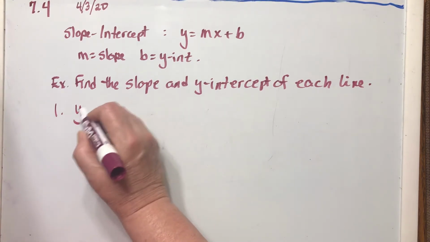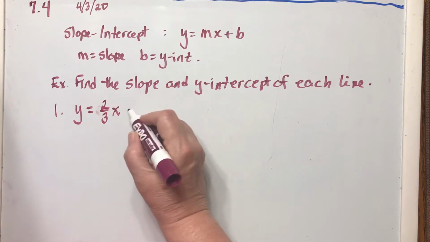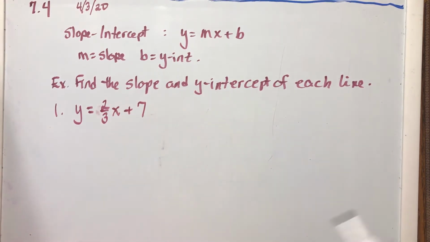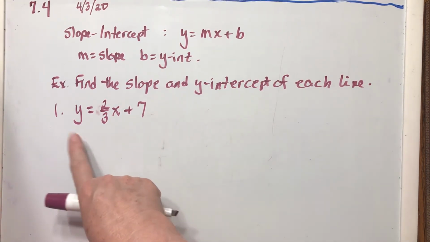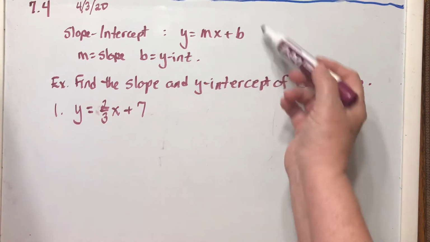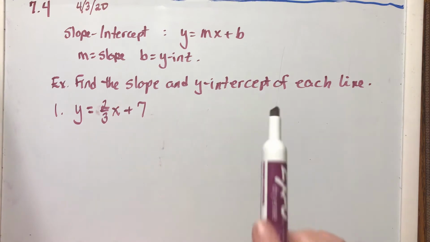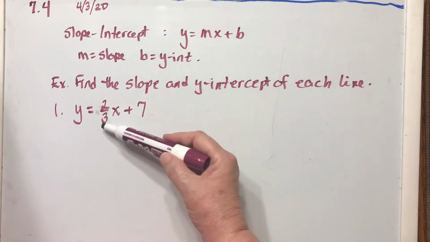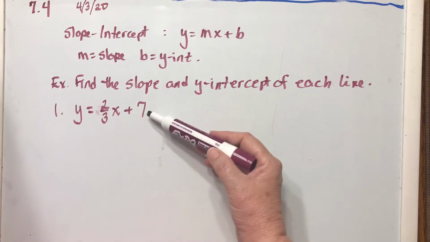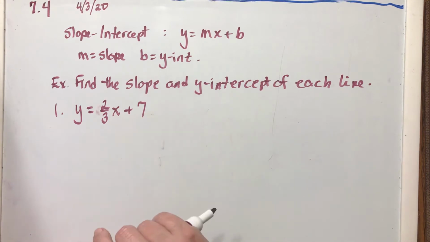So number one, if we have, for example, y equals 2/3 x plus 7. This is already in the form that we need it in. The form that we need it in is always solve for y. You always want your equation solved for y. That's what this form is. And once your equation is solved for y, then all you need is this coefficient of x, that's going to be your slope, and then this constant at the end, that's always going to be your y-intercept. So this equation, all the work is already done for us.